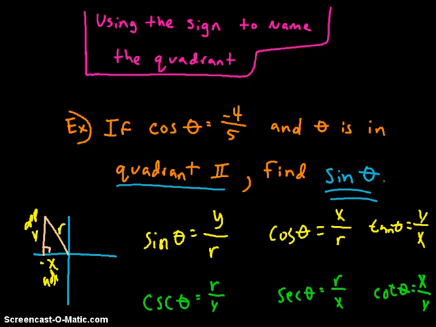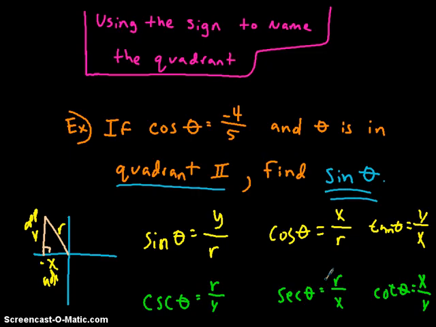So we look at the reciprocal functions. Cosecant would be reciprocal of sine, would be r divided by y. Secant would be the reciprocal of cosine, so it would be r divided by x. And cotangent, of course, would be the reciprocal of tangent.